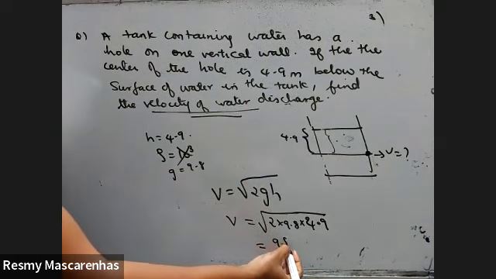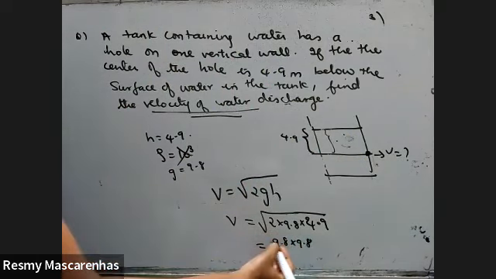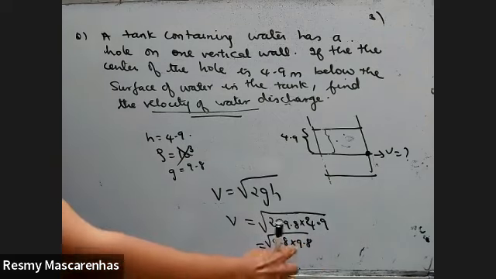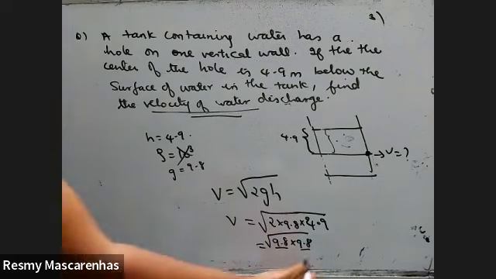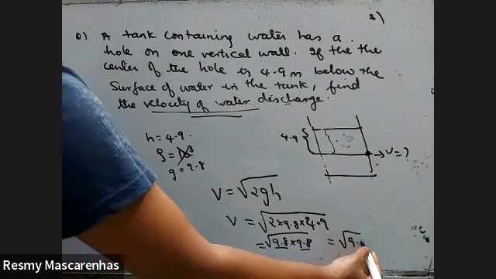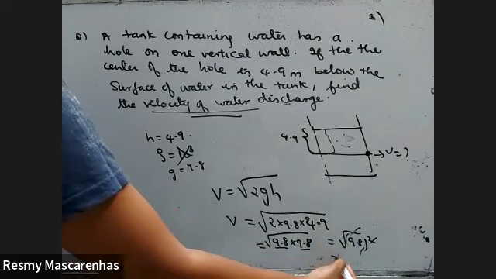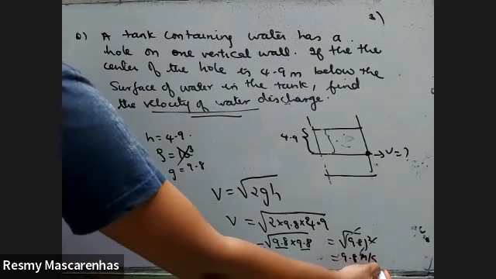Again, this will be 9.8 into 9.8. One will come out now, same pair. Otherwise, you can write it as 9.8 the whole square. The square and root will cancel. So 9.8 meters per second.